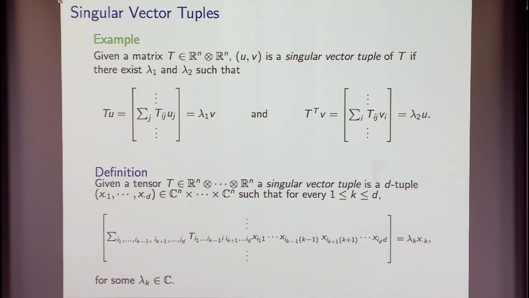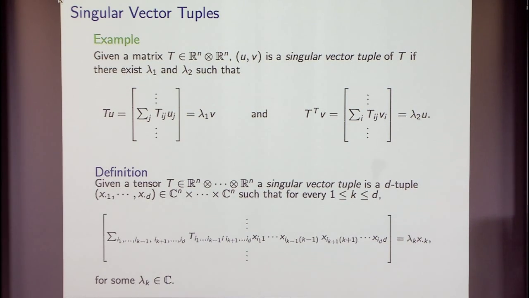Okay, so instead of eigenvectors, we're going to work with singular vector tuples. For matrices, if you have a matrix T, (U, V) is a singular vector tuple of the matrix if there exist two scalars, lambda 1, lambda 2, such that TU, which is a vector whose ith entry is the sum over j of T_ij U_j, is parallel to V, and also T transpose V, which is again a vector whose jth entry is the sum over i of T_ij V_i, is parallel to U.